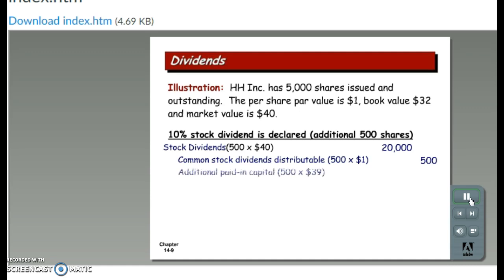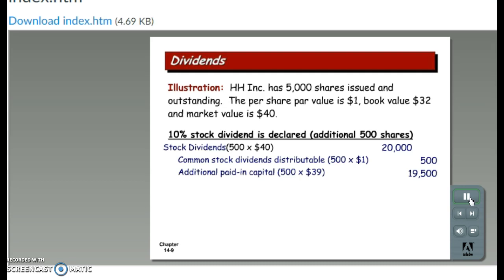The additional paid-in capital account is increased or credited for the amount over par, $39. The amount calculates to $19,500. Recording this amount to the additional paid-in capital account is similar to how stock issuances were recorded in Chapter 13.